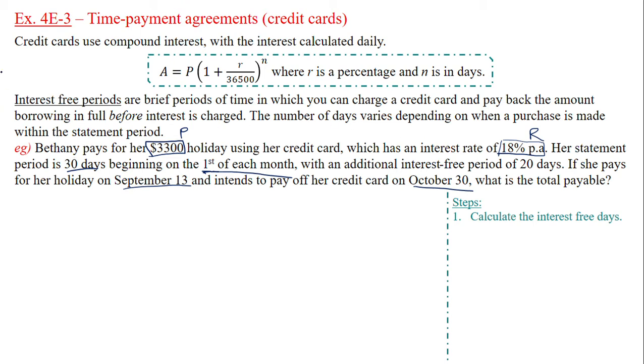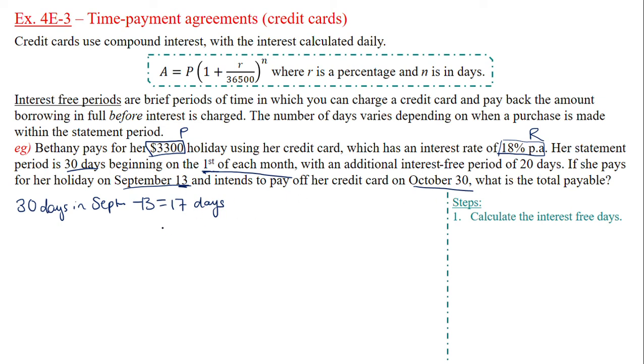All right, so our first step is to calculate the interest-free days. To do that, we need to know that there are 30 days in September. You can use the trick on your knuckles to check. So 30 days in September, which I'm going to shorthand naturally, minus, she's paying it on the 13th of September. So we're going to subtract 13, and that gives us 17 days in September. That's the amount of time left in her interest-free period.